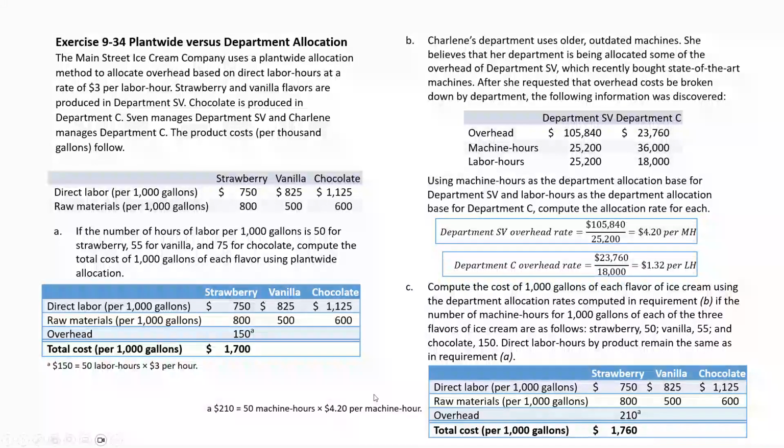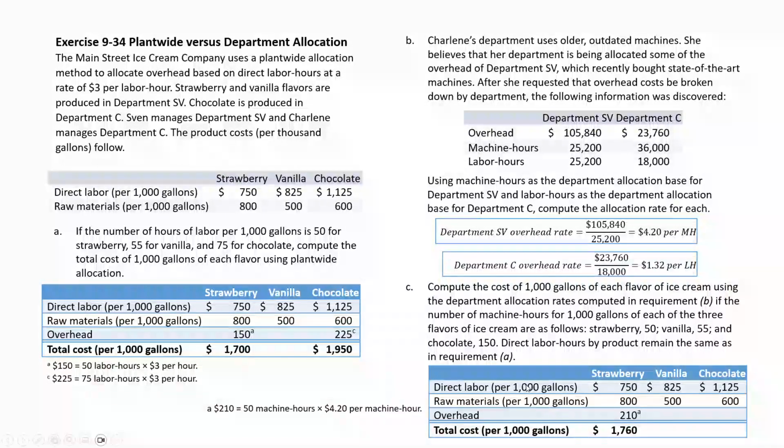I'm not going to do all the flavors, but just for a comparison with the other department, let's take a look at chocolate. For example, we go back to chocolate, the direct labor was 1,125 and raw materials was given to us as 600. Again, going back to part A with a plant-wide predetermined overhead rate, they tell us that 75 direct labor hours were used for chocolate times the plant-wide predetermined overhead rate of $3 per hour gives us overhead applied to chocolate in part A of 225. Added to the raw material 600, direct labor 1,125.